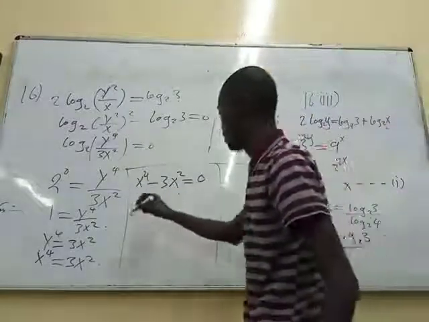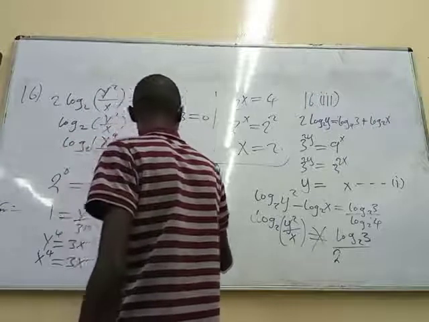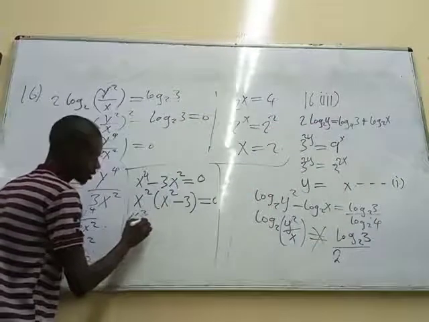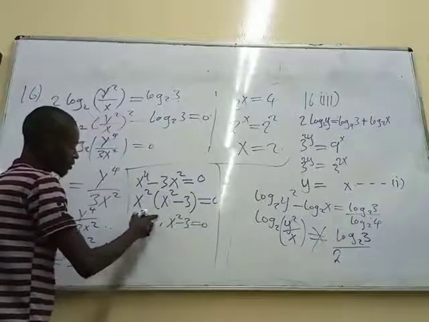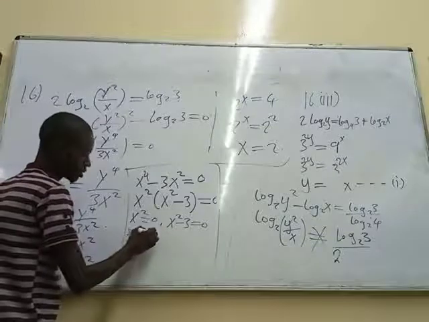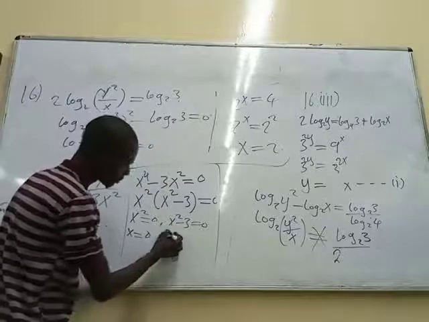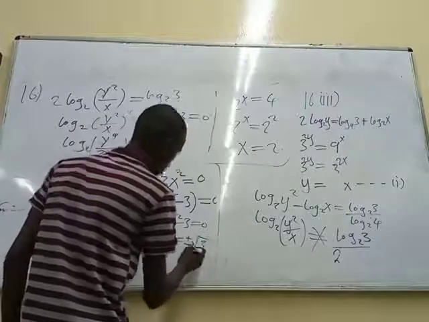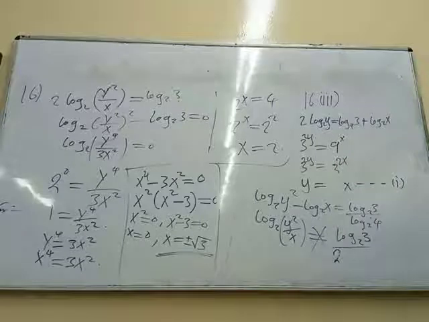And then you can factor out the x squared now. You remain with x squared minus 3 being equal to 0. So from there, you can say either x squared is equal to 0 or x squared minus 3 is equal to 0. So when you simplify this, you are going to have your x being equal to 0. And then when you simplify this part, you are going to have your other value of x to be equal to plus or minus the root of 3. So this is question 16, part 3.